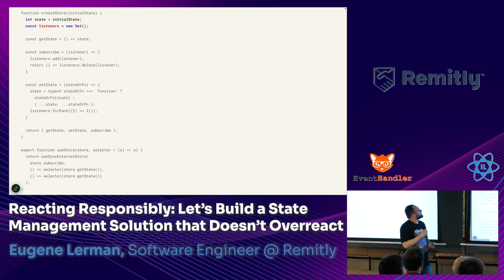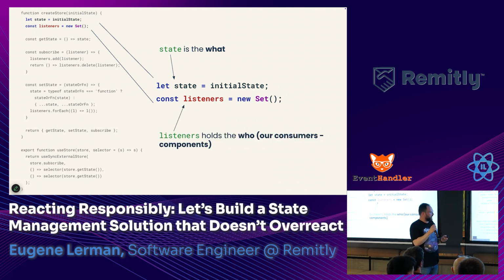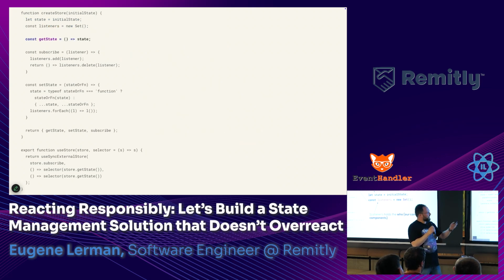OK, so at first we have state. Let me just show this a little bit bigger here. The state is the what, as we've said. It's basically what we're showing. The listeners is a set, which is basically like a fancy array without duplications. And that will hold all of our consumers or components, or basically the Who, which is a great band, by the way.